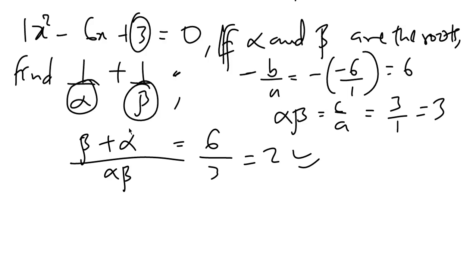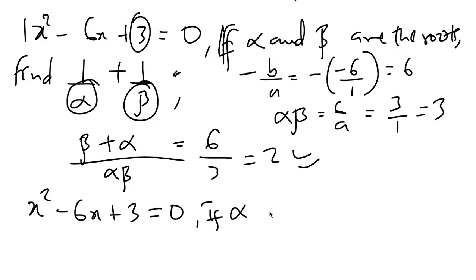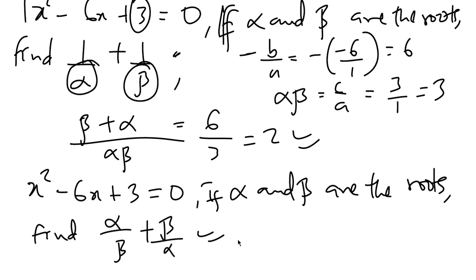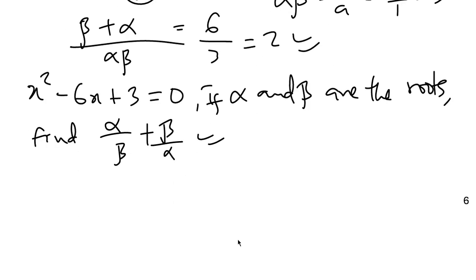You get. So let's say we are given this same equation, x squared negative 6x plus 3 equals 0. If alpha and beta are the roots, and the question says find alpha over beta plus beta over alpha. If you are asked this question, what do you do? Don't panic. You simply simplify the expression by taking the LCM.